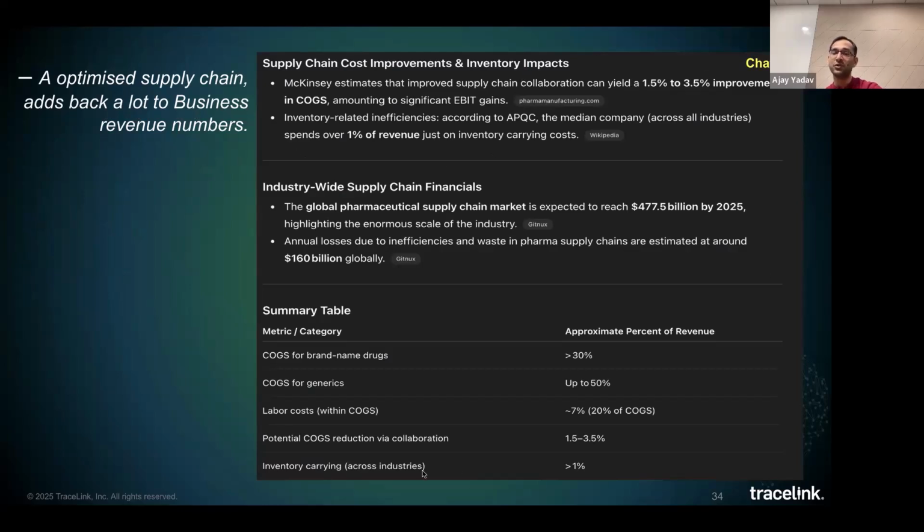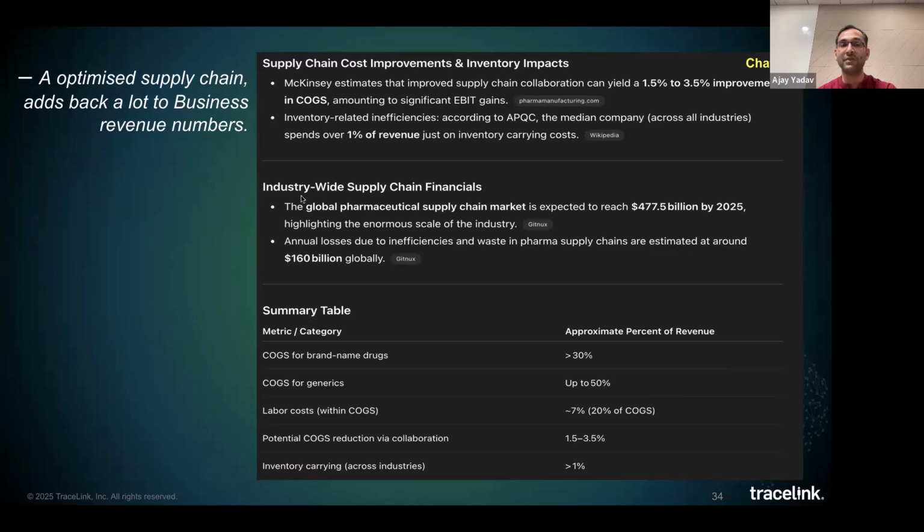Now, what I have shown over here is a snapshot of the data which I gathered from ChatGPT. And look at this. This is from pharmamanufacturing.com, and ChatGPT has given the source of it as well. McKinsey estimates that improved supply chain collaboration can yield a 1.5% to 3.5% improvement in COGS, amounting to significant EBIT gains. Now think about it. Every year, a company sets a revenue target in terms of growing the business year on year, which is most of the time very ambitious, in two digits. And think from that perspective, how much value this 1.5 to 3.5% is really adding, right? If a goal is 10% or 50% year-on-year growth, these numbers very much signify.